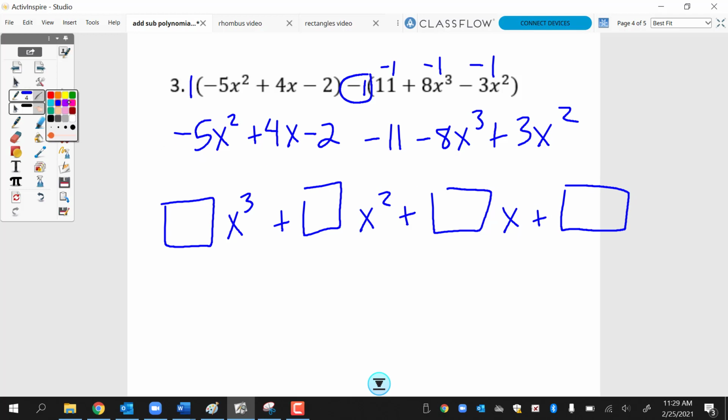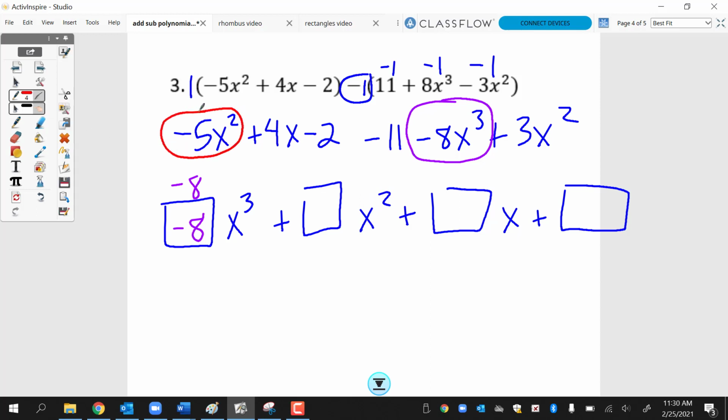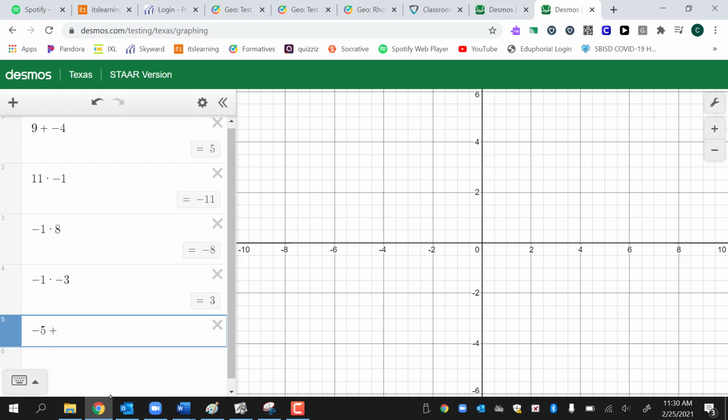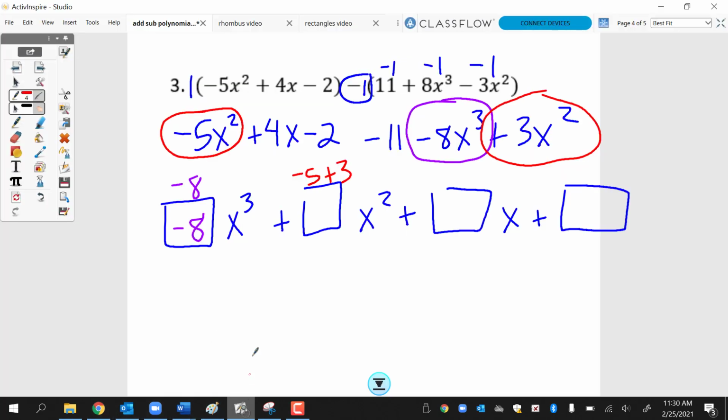So let's see, what can we add? So where are my x to the 3's? I only have one x to the 3, which was negative 8. So I have nothing to add with it, so I just put it in the box. Great. It's okay if I don't have anything to add with it. If there's only one of those things, there's nothing to combine it with. All right, let's look for our x to the 2's. I got negative 5x to the 2 and a positive 3x to the 2. So we're doing negative 5 plus 3. I type it. Negative 5 plus 3 is negative 2. I put negative 2 in the box.